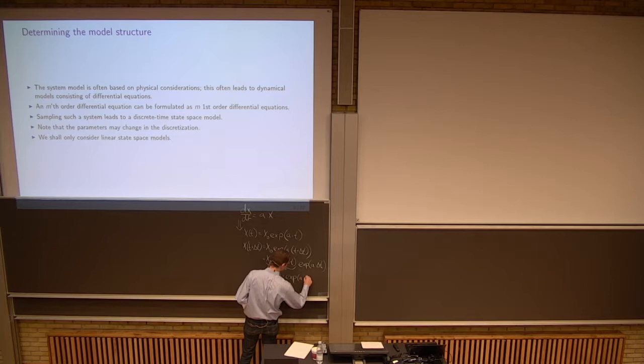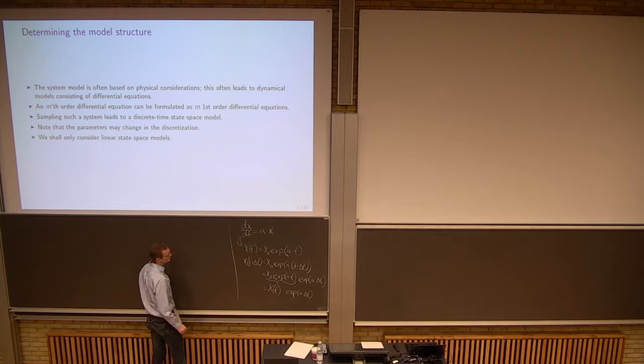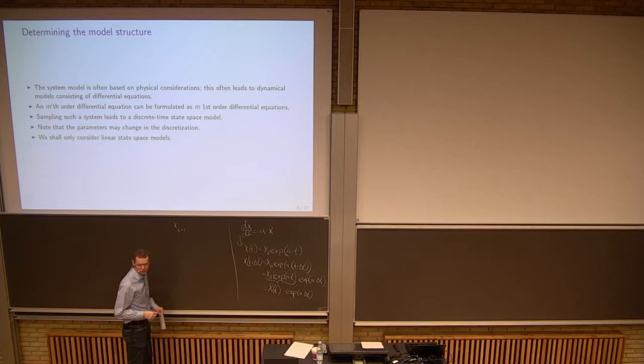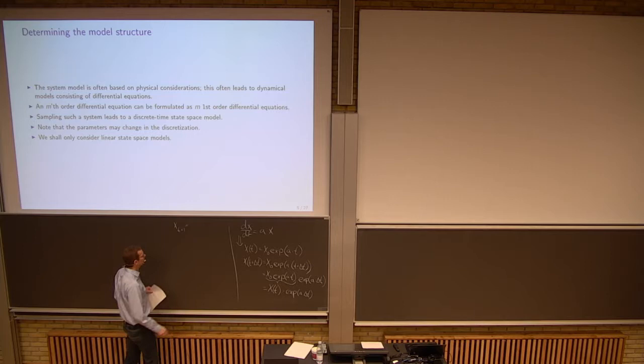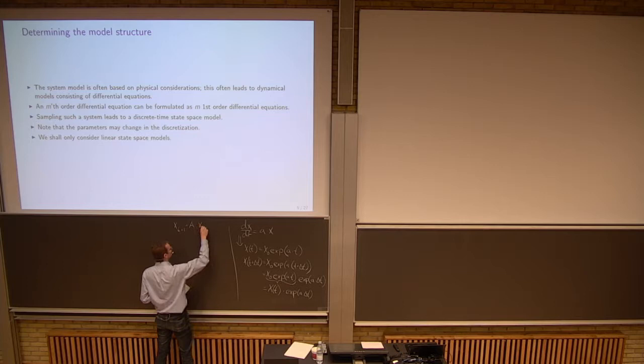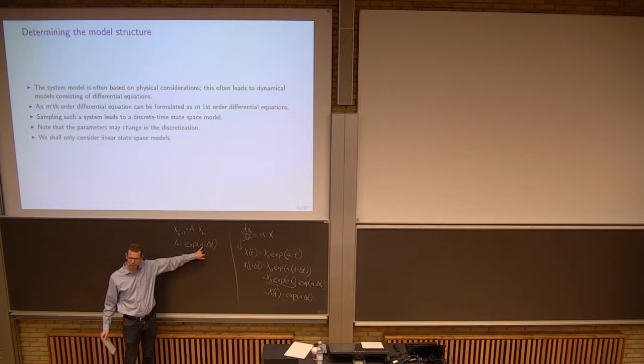So effectively, if you want to write this in a discrete time model, what does this correspond to? Well, x at time t plus 1 is equal to some matrix here. Now I will flip the order, doesn't matter. I'll write it as A times x(t), where A is equal to the exponential of a times the sampling period. So that's the link from a continuous time process.